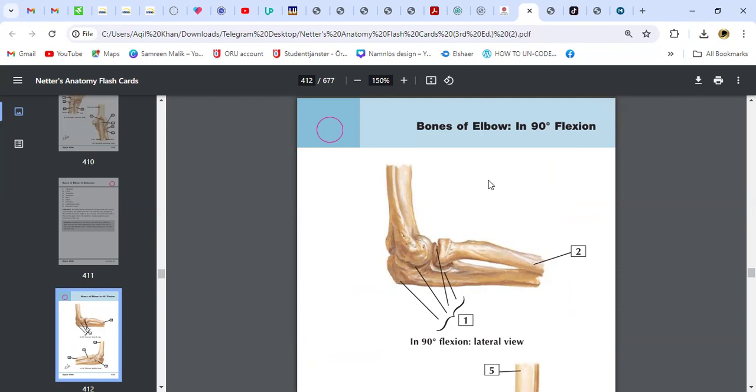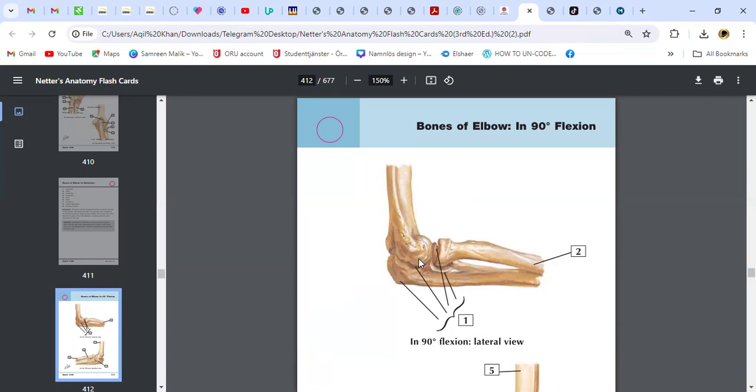As I told you yesterday, if we look at the bones of the elbow in flexion, this is number 1 in the lateral view. What does it show? Look, 1, 2, 3, 4. Four things you have to point out. For the ulna, this is the ulna bone, and this is the radial bone. So this is the radial notch of the ulna. Then this is the coronoid process, and this is the trochlear notch, and this is the olecranon. This is the olecranon part of the ulna.